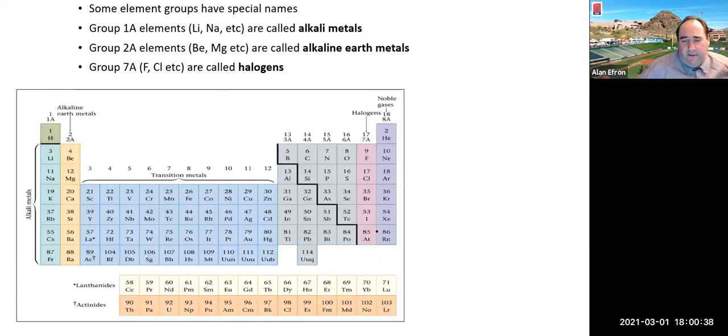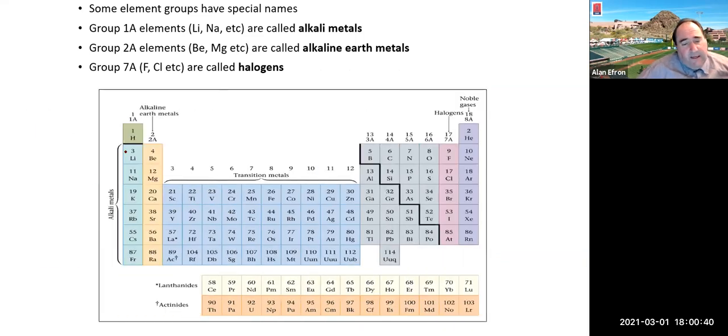Now, there are some groups that have special names. Starting right here at group number 1, those are the alkali metals, and you do need to know these names. Again, starting with lithium, hydrogen is not part of that because it's a nonmetal. Going right next door, that's our alkaline earth metals in group number 2. Alkaline really means basic, and a lot of bases like sodium hydroxide and potassium hydroxide come from group 1 and group 2.